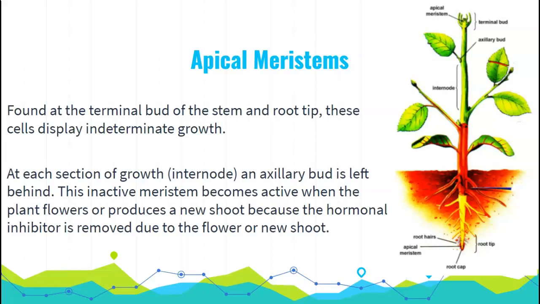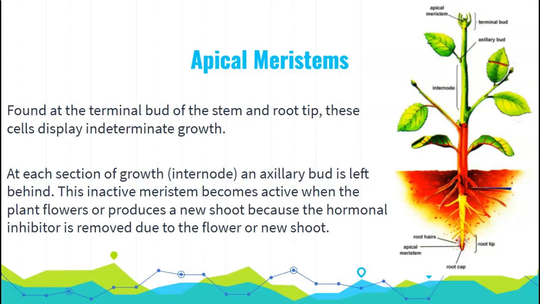So getting a little further into apical meristems, they are found at the terminal bud. That's just the fancy name. So if you're looking at this picture, the terminal bud up here is the very tippy top. And those cells display indeterminate growth. They are forever going to grow.